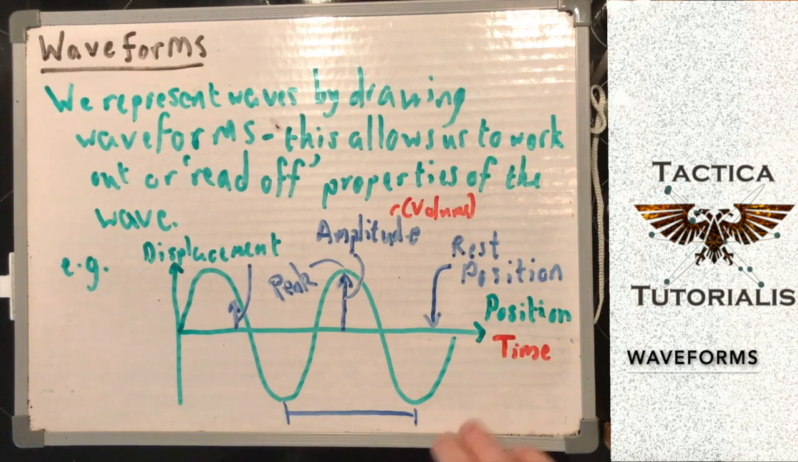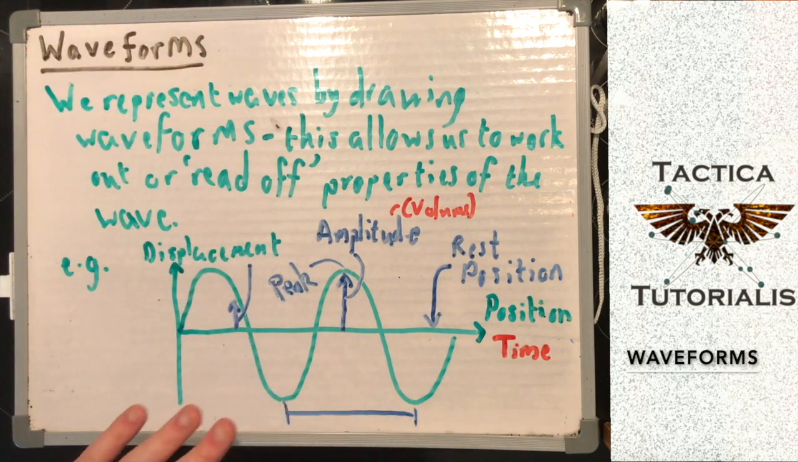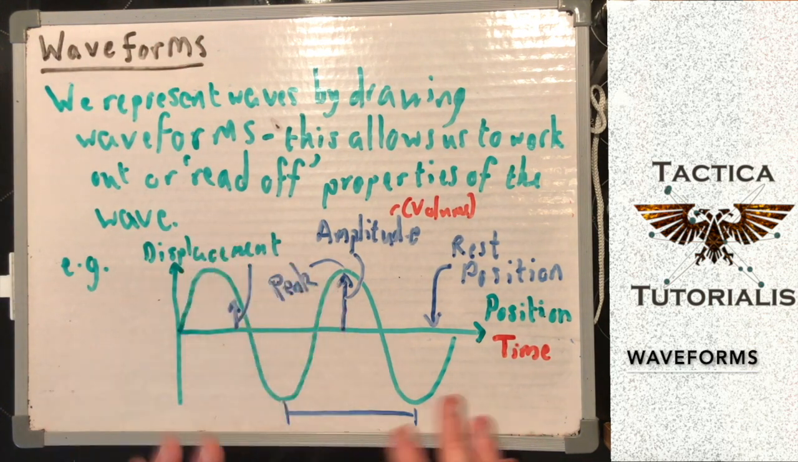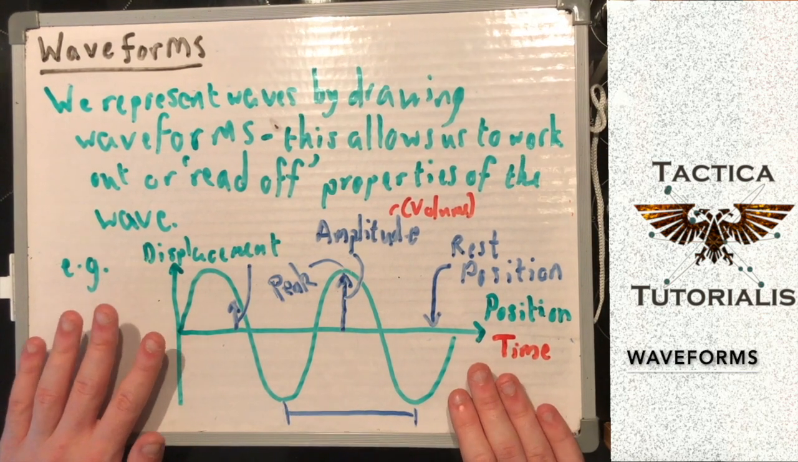So this distance here is the distance from one trough to another. And I will make some notes after this that I'll let you take down, so don't worry if you're scribbling along with me. So as you can see, the wave repeats itself.